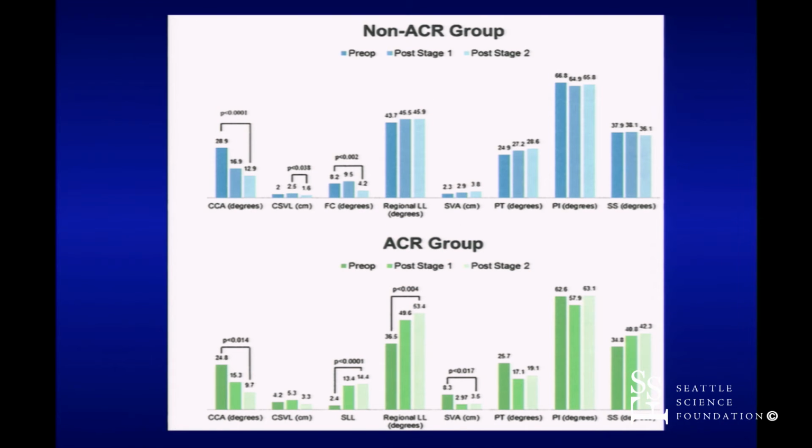If you look at this bar graph, the brackets on the top show you which results were statistically significant. This is the non-ACR group, and this is the anterior column release group. And SVA was only statistically significant in the ACR group.